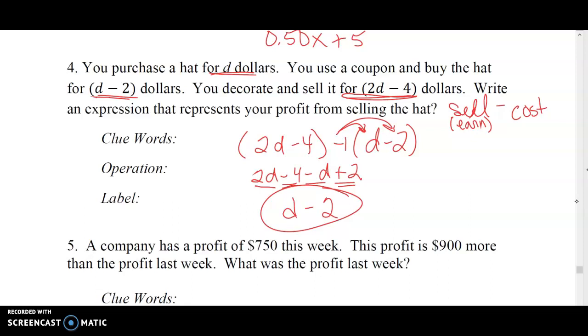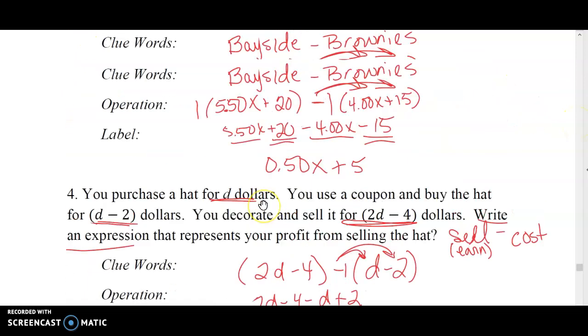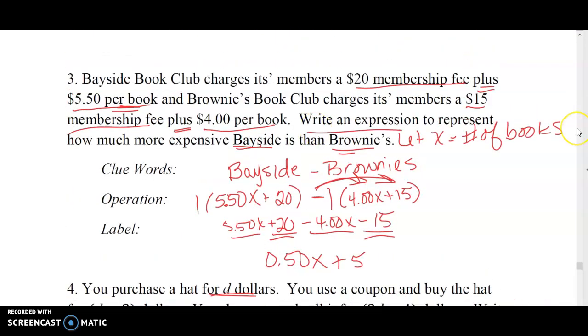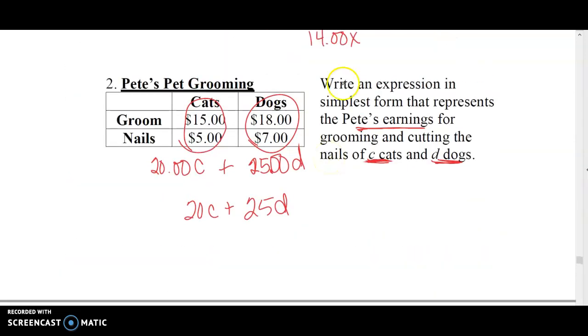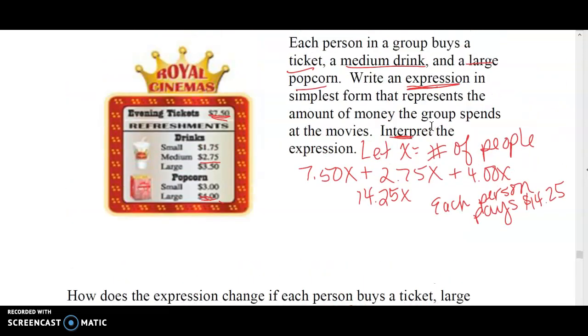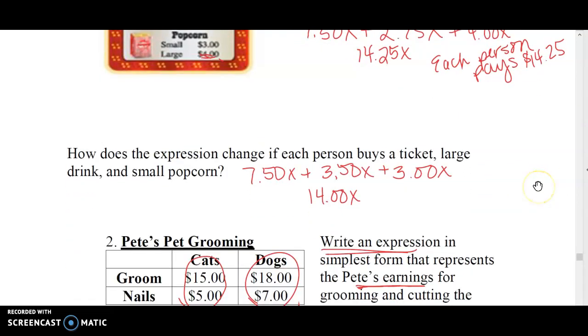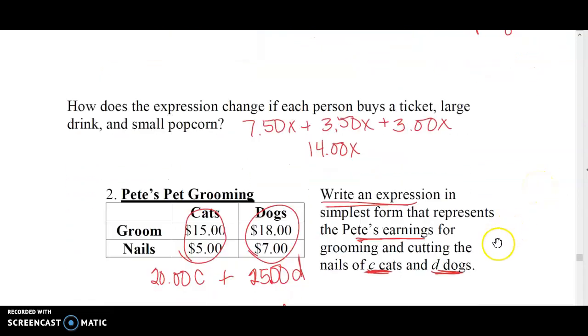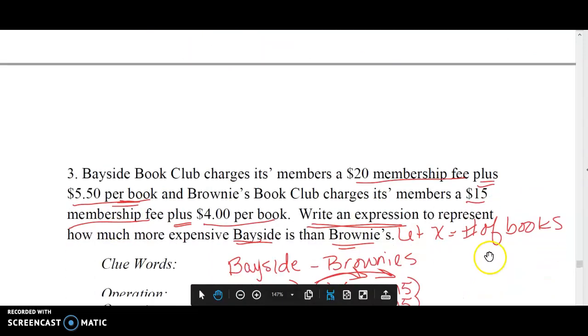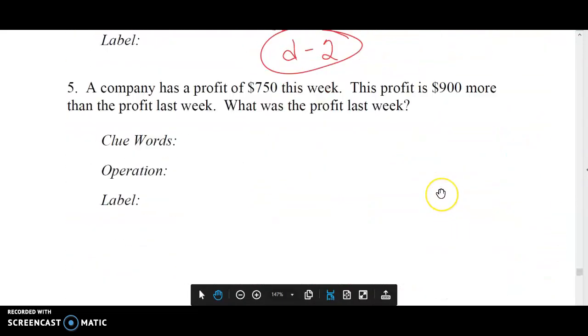Every single time you're going to have to write an expression for a word problem, it's literally going to say write an expression. If you look at the other ones, it says write an expression. You look at this one here, it says write an expression. Take a wild guess what this one's going to say. Write an expression. Anytime you need to write the expression where you're not solving for your variable, it's going to say write an expression. So that brings us to this next problem down here.